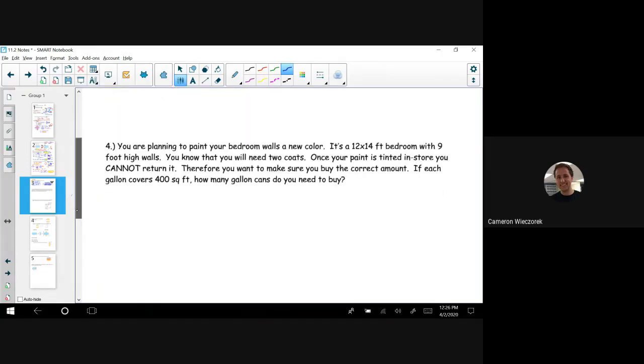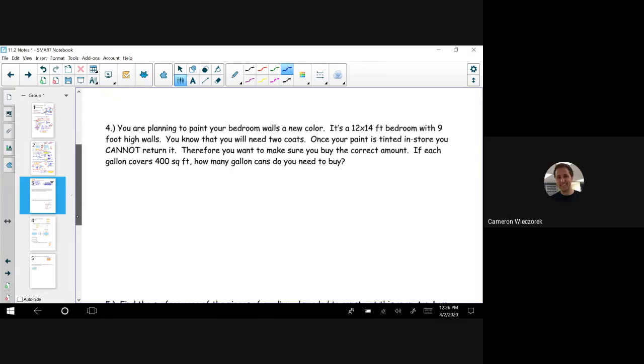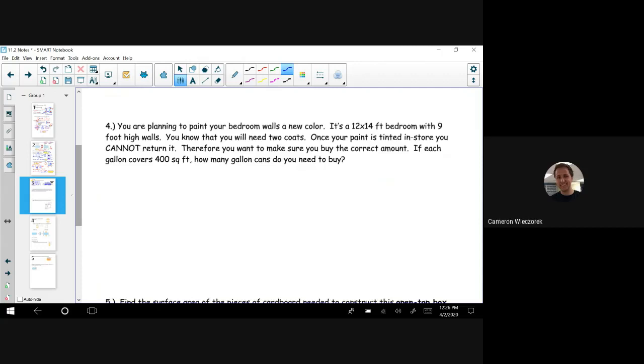Number 4, I think it's important you see an application of this instead of just giving you a shape with no context. One of the most useful applications of surface area is if you're going to paint your house or paint the walls of your house. You kind of have to know how much paint do I need in order to cover that surface. You're going to have to think about things like, how much money do I want to spend? Do I want to paint 1 coat on the wall, or do I want to paint 2 coats on the wall? That would mean you have to multiply everything by 2.